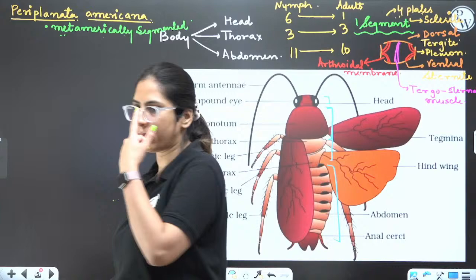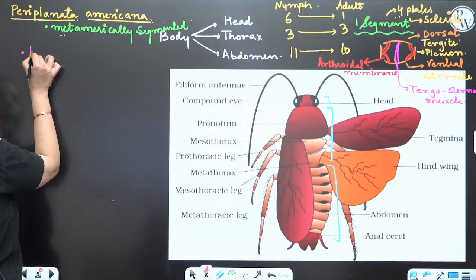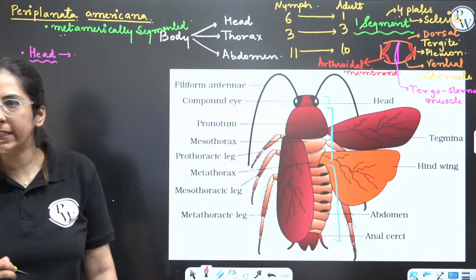So, how are we going to proceed? We will be talking about each of these parts one by one. First of all, let's talk about the head part. Hope a good revision is happening and all of you are enjoying. Earthworm, we will not talk about earthworm.